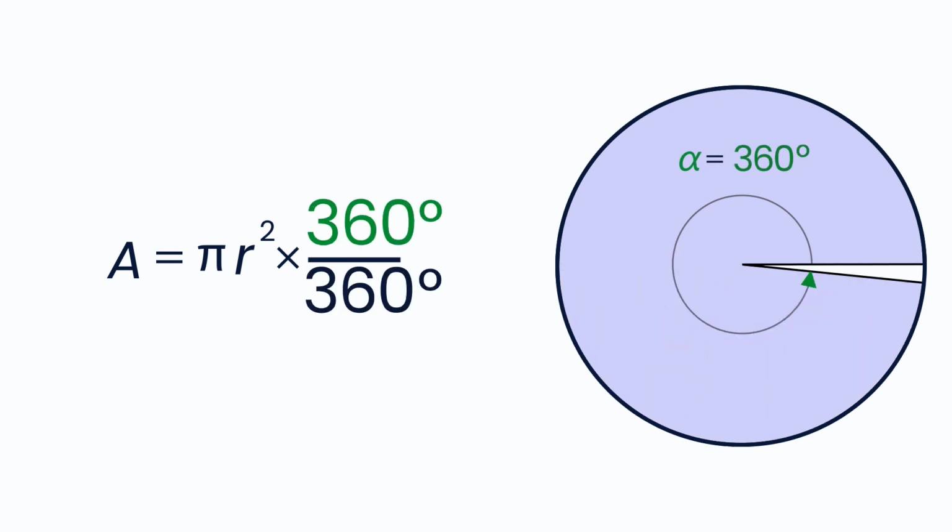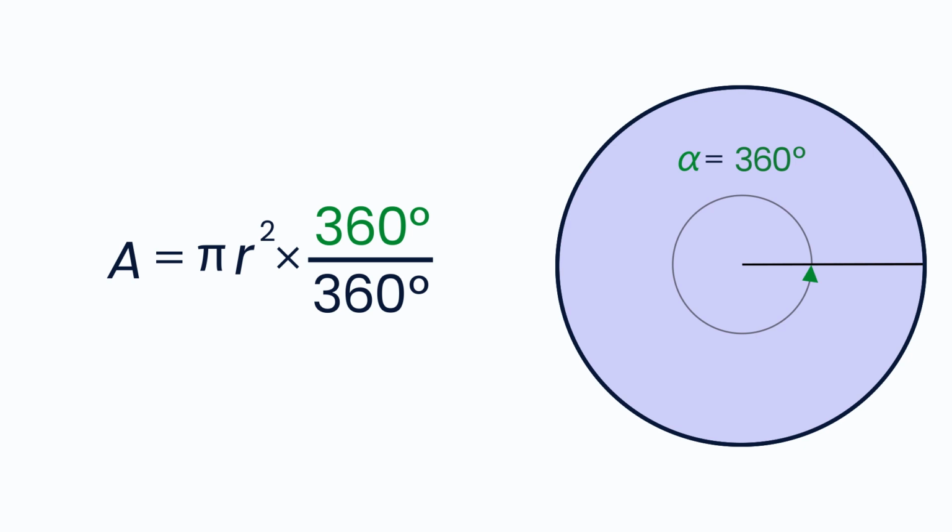If alpha equals 360 degrees, the sector makes up the whole circle, and the area of the sector and the area of the circle would be the same. In the formula, 360 degrees over 360 degrees equals 1.